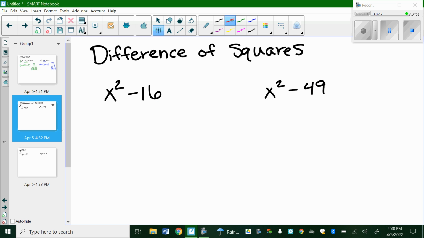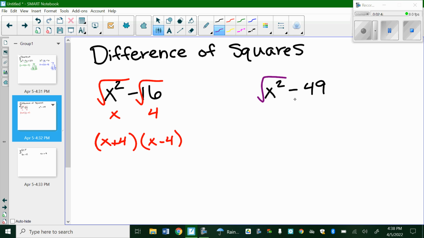Here, we need to take the square root of each term. The square root of x squared is x. The square root of 16 is 4. With our difference of squares, we go straight into our two sets of parentheses. I put the x and the 4 in each set. And I need 1 plus and 1 minus. Okay? Same thing over here.